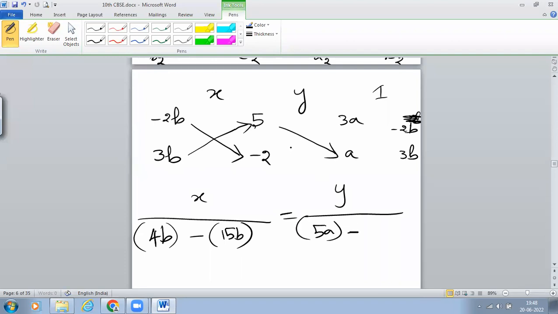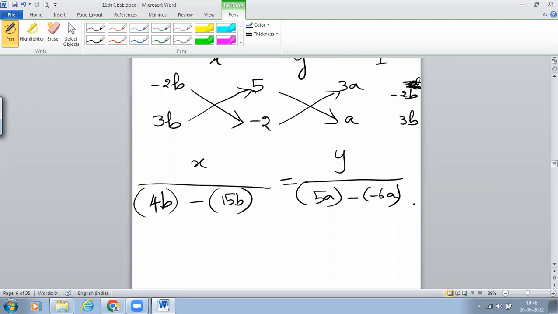Put a minus sign, then you have to multiply these two. So what is minus 2 into 3A? Minus 2 into 3 is minus 6, so minus 6A. Right? This is minus 6A.